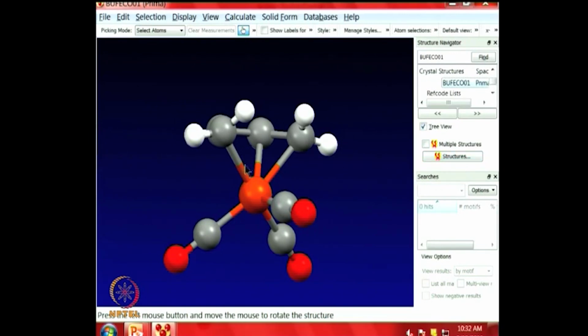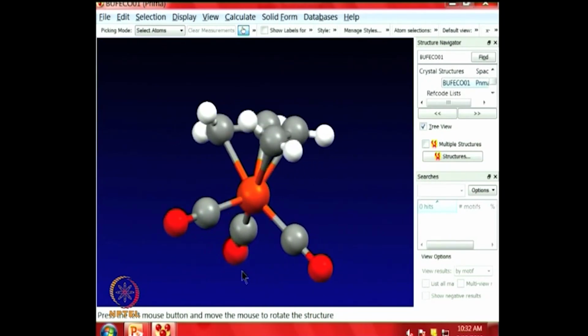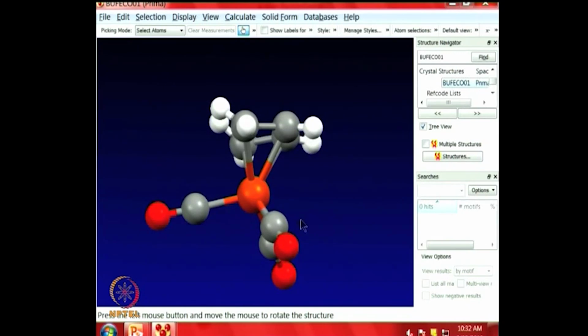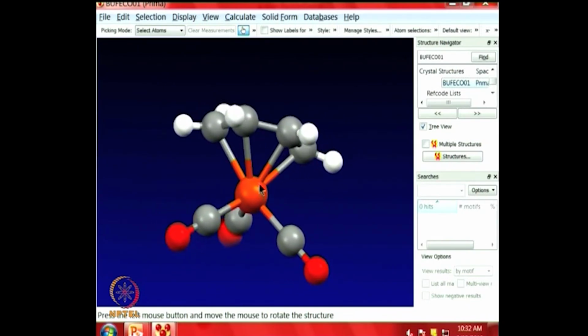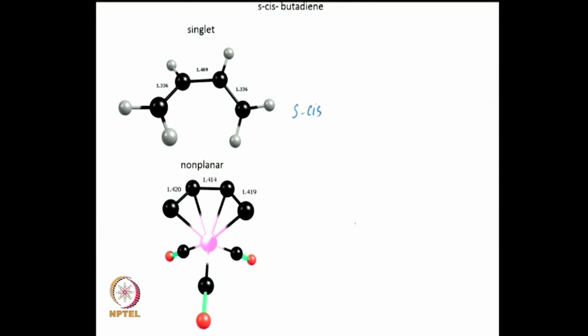gray atoms are the carbon atoms, and they are all lying in one plane, and the two hydrogens at the terminal carbons are slightly twisted away from this plane, but nevertheless the 4 carbon atoms are interacting with an iron atom which is below the plane. The 3 carbon monoxides are like a piano stool, like a stool for this small table which is formed by the butadiene unit. So, let us get back to the structure here.